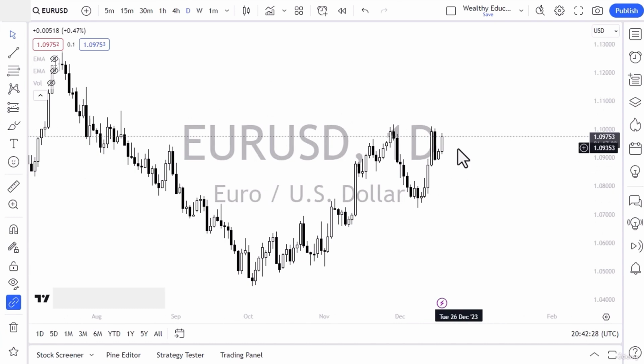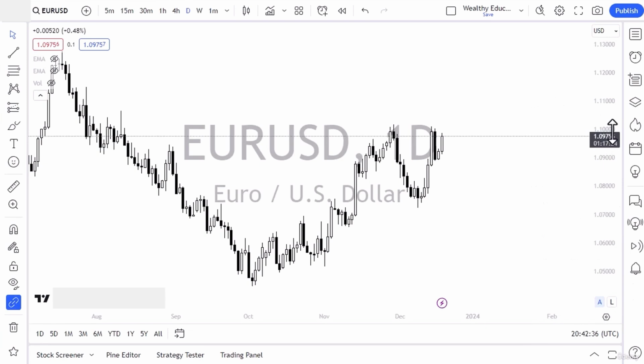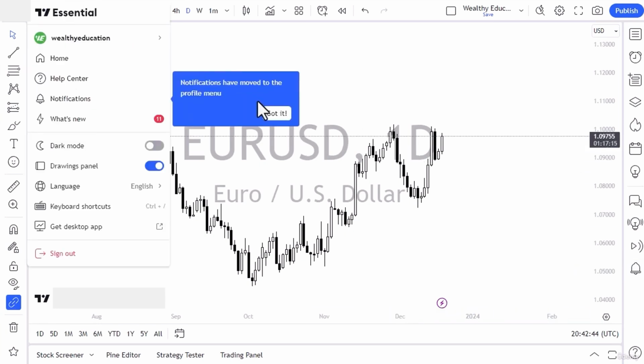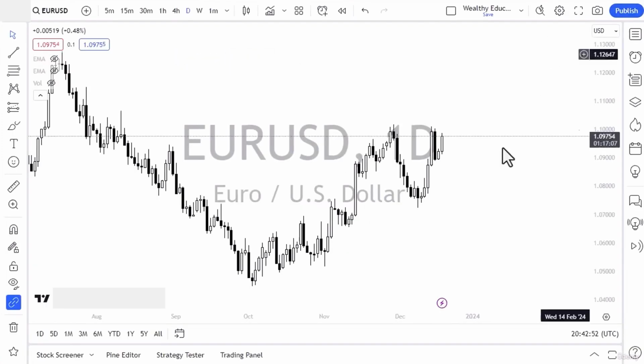The market, of course, is dynamic, and you'll always want to be able to keep an eye on how things are going. So you can click on notifications, and your notifications will pop up at this menu. You can X out of it if you have any in the past.